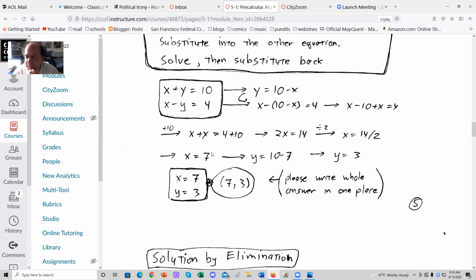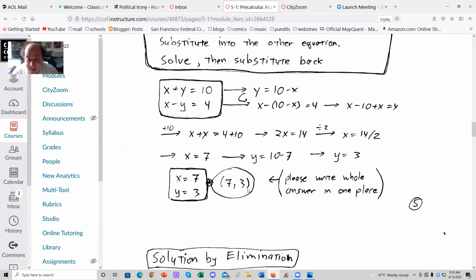That's one variable. And to get y, the other variable, you plug in 7 for this equation. So y equals 10 minus 7, which is 3. Okay, now, one last step, and it's a matter of etiquette, you might say, or common sense. Having gotten the solution, please write it down in one place. x equals 7, y equals 3, or the ordered pair (7, 3).